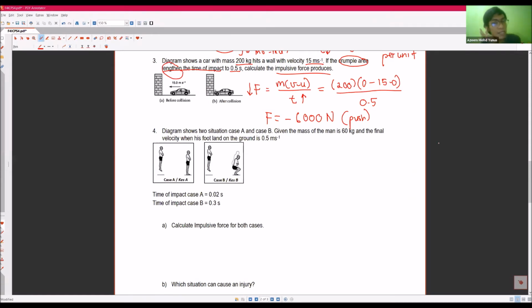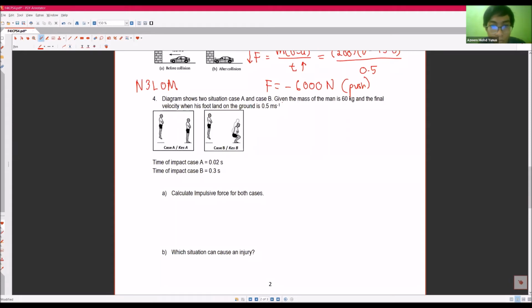Okay. Basically, this is also true: F equal to 6,000, due to Newton's third law, Newton's third law of motion. Because every action will cause a reaction with the same magnitude but opposite direction. So if the wall exerted a force on the car of 6,000 Newton, the car also exerted a force on the wall of 6,000 Newton but in the opposite direction. In this case, positive. Okay.